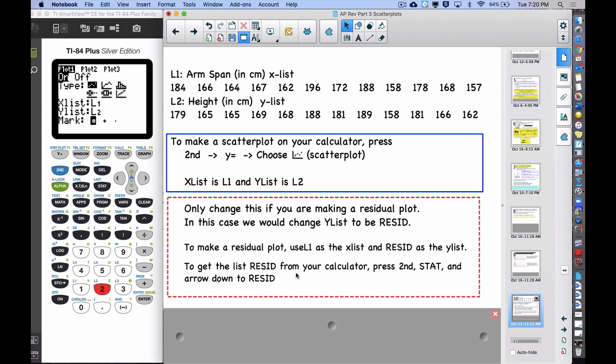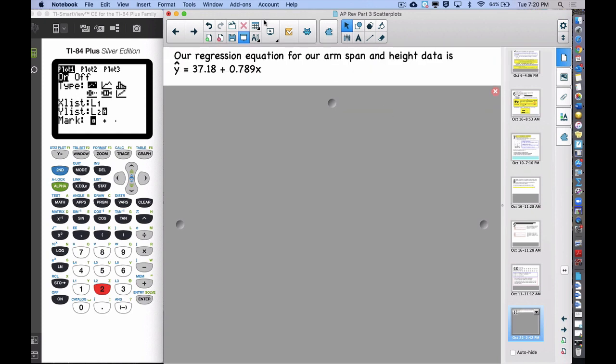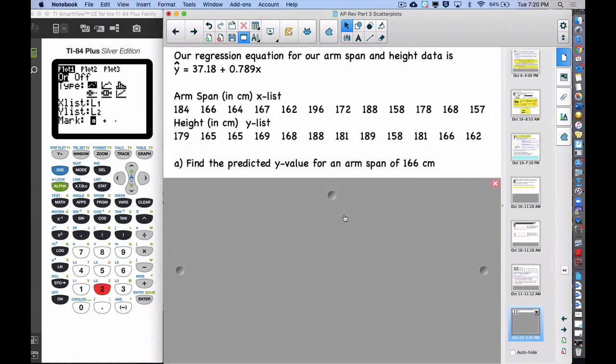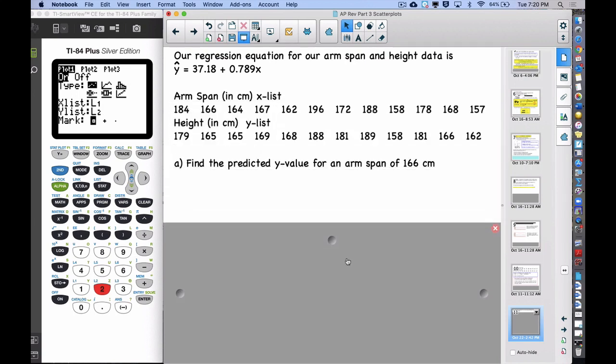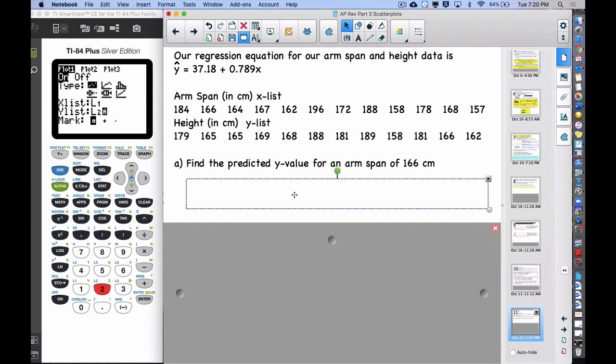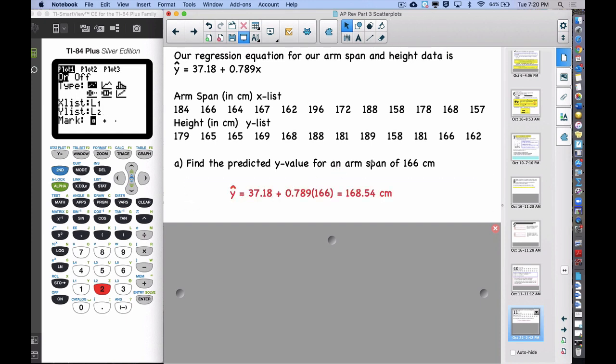Okay, and I already talked through it, but those are the steps. So, our regression equation for that data was this. Let's say they asked you to find the predicted y value for an arm span of 166. So arm span is an x value. So if we wanted to find the predicted y value, what we would be doing is plugging in 166 for x, and then 168.54 would be my predicted y value. This would be a y hat value. So that's how you would find a single predicted y value.